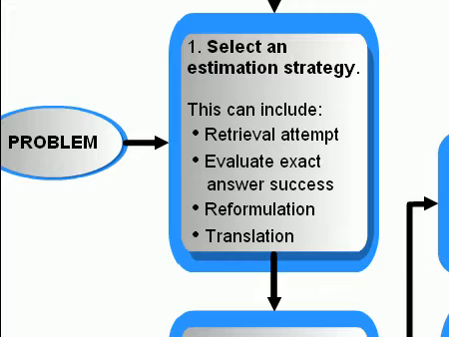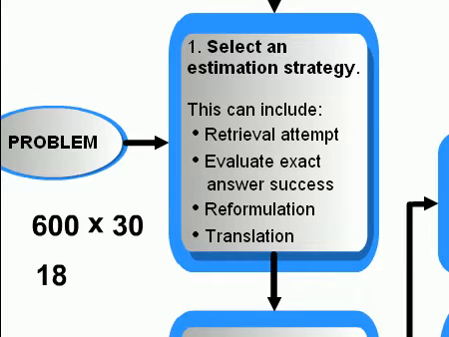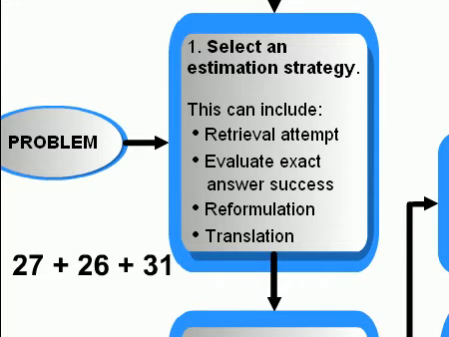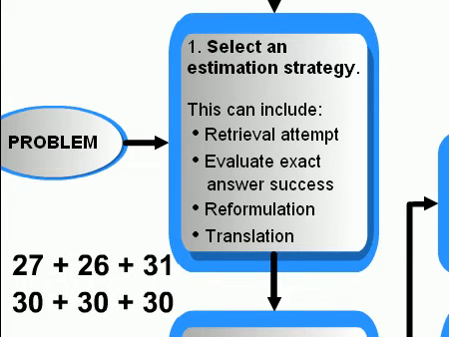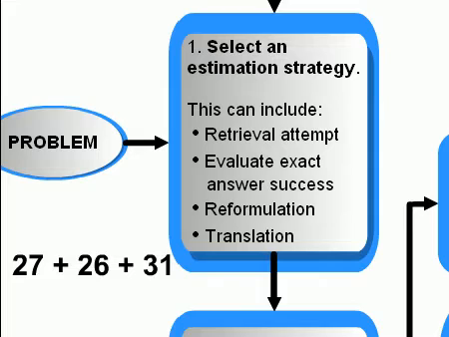The strategy can include a retrieval attempt. This is your first reaction as an attempt to retrieve or remember the actual answer. For example, in problems such as 600 times 30, you might retrieve the product 18 from memory and then append 3 zeros. Step 1 also includes reformulation, which means changing the structure of the problem, or translation, which means changing the very nature of the problem.